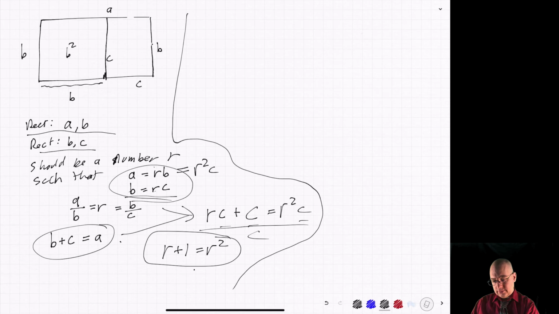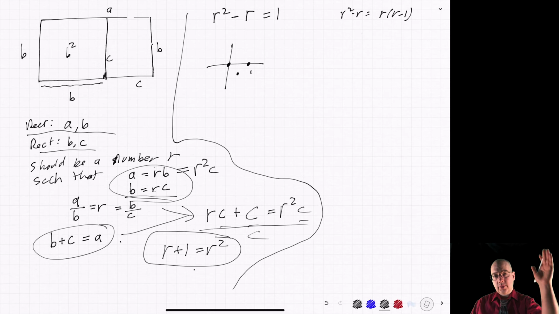So what is this thing? R squared minus R equals 1. So I've put the R on the other side. I did that because I like to factor things this way. R squared minus R is equal to R times R minus 1. So that suggests that we have a parabola like this. Goes through 0, goes through 1. There's a point below. It's an upward facing parabola because the coefficient in front of R squared is positive. We draw in this parabola.